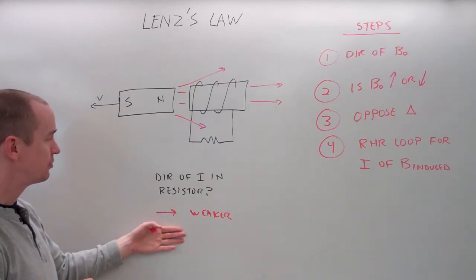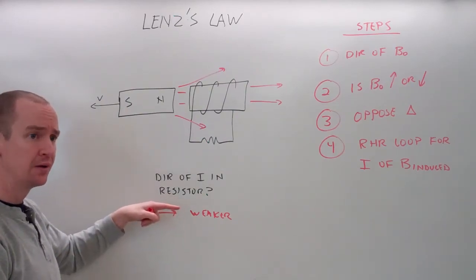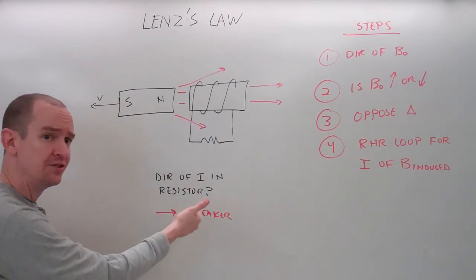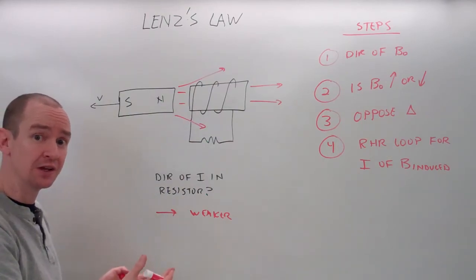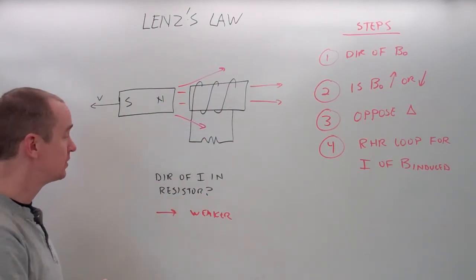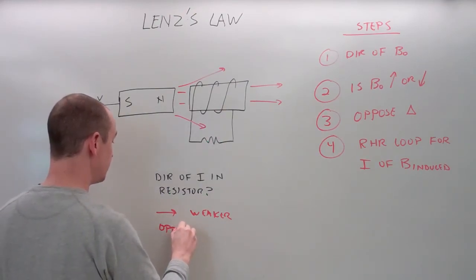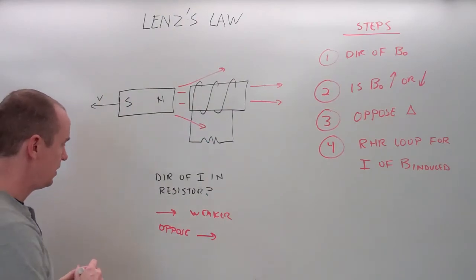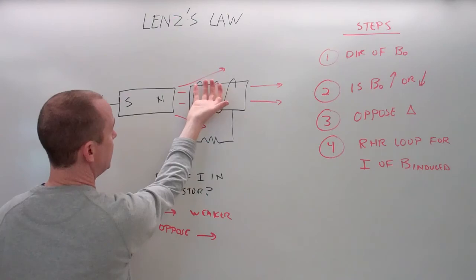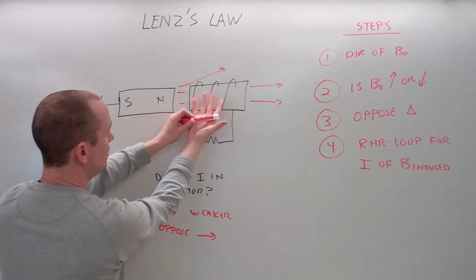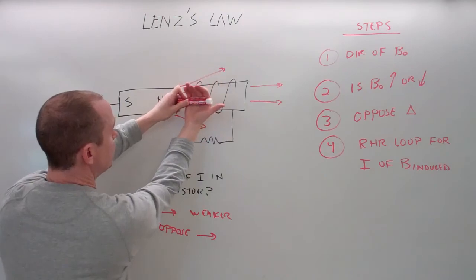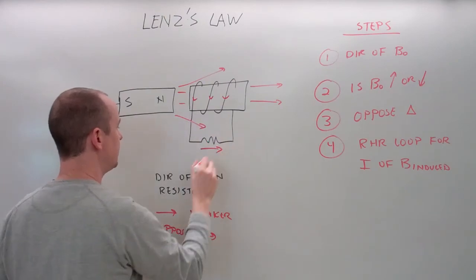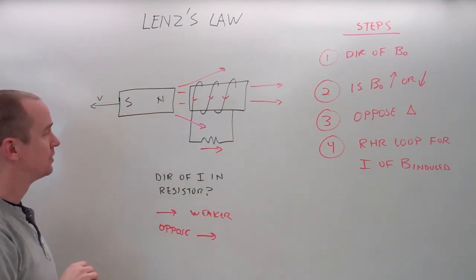How do I oppose this change? Well, I have field going this way, but it keeps getting weaker. To oppose the change, I would need more field lines going in the same direction in order to try to strengthen it, try to prevent it from becoming weak. So to oppose, I have the field lines pointing that way. If I'm going to have field lines pointing this way, I need to curl my fingers around the loop. It looks like the current is going down in front. Therefore, it is going to the right in the resistor.